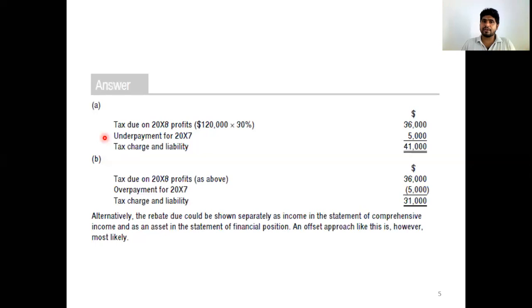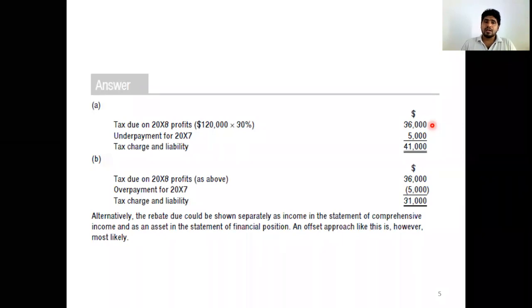First we have to identify the current period tax. Current period means: what is the income tax for year 2018? Yes, the profit is 120,000. The tax rate is 30%. Therefore, the tax for the current period is 36,000, right?